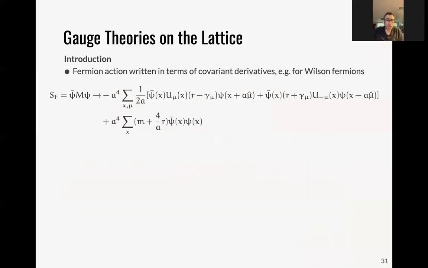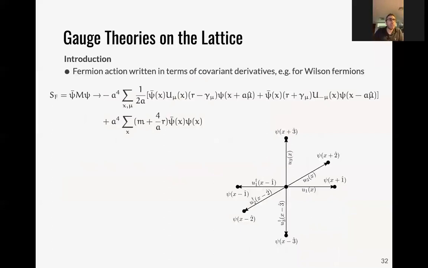The fermion action, on the other hand, is written in terms of covariant derivatives, and here's just an example in the case of the Wilson action. Notice that the action of M on the fermion field psi only involves the nearest neighbors. You have here x plus a mu hat and x minus a mu hat, and then you have psi of x here. So applying the matrix M on a vector psi only requires that you know about the nearest neighbors of each site.